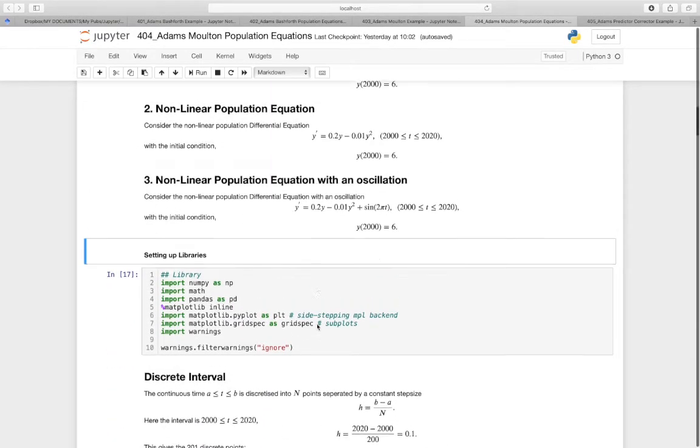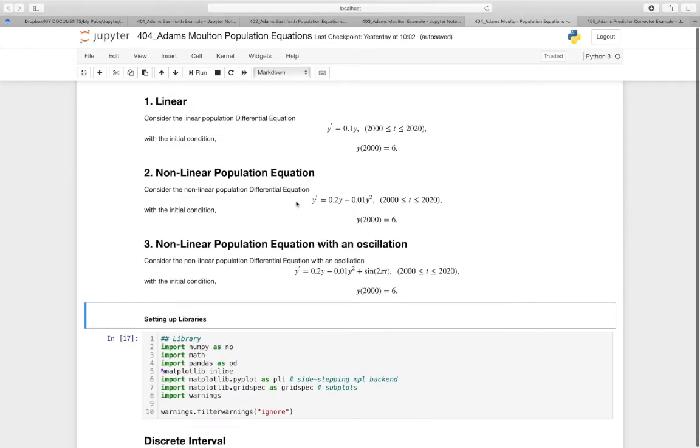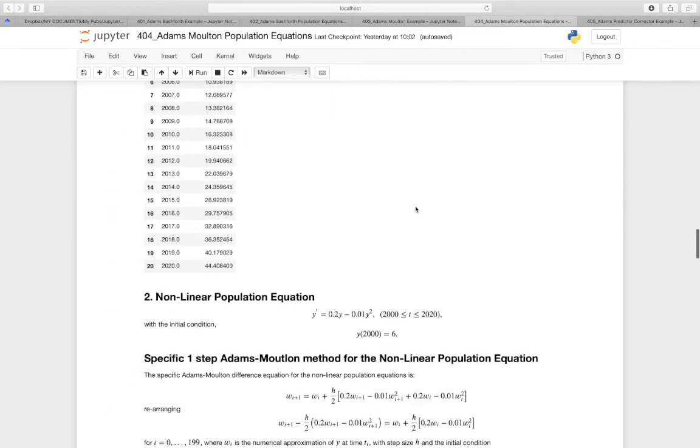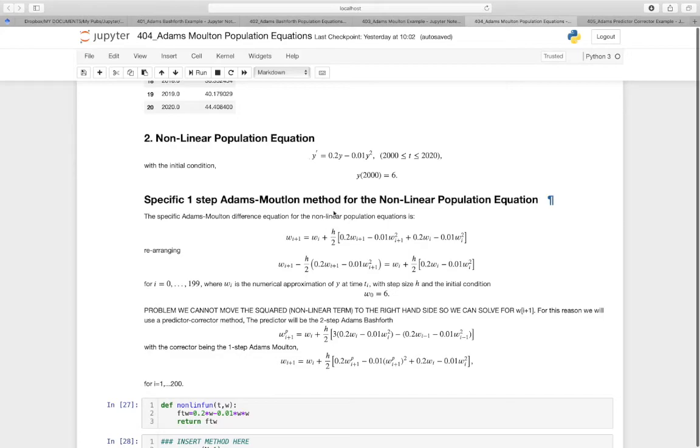What happens here is, for something like the non-linear population differential equation, if we write our formula, we have w_{i+1} = w_i + h (w_{i+1} - w_{i+1} squared). If we bring this over, we still have a squared term here, which we can't get rid of. This cannot be rearranged such that everything we don't know is on the left-hand side and everything we know is on the right-hand side. It's not solvable.